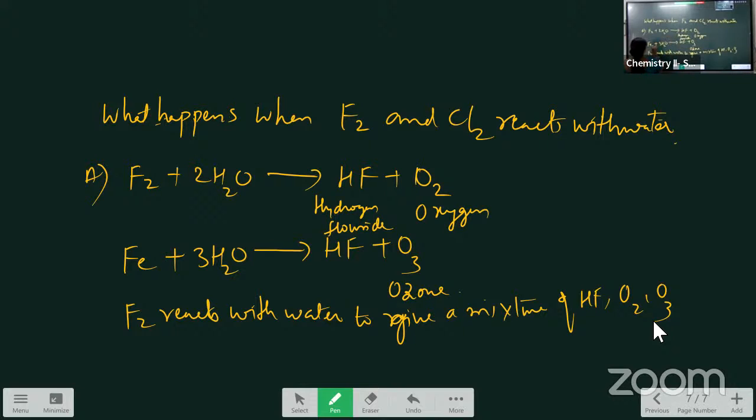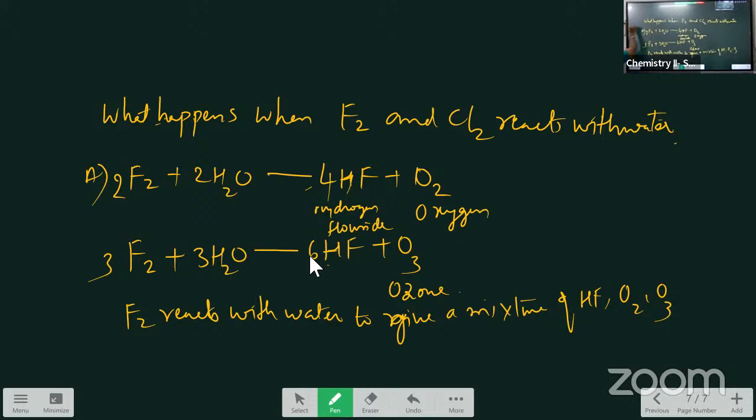So 2 fluorines, F2, 2HF. Okay, copy down. Here it is 3F2. So if you are writing this, what will you get? 2 2s are 4, so 4 hydrogens. 3 2s are 6. So 6HF.